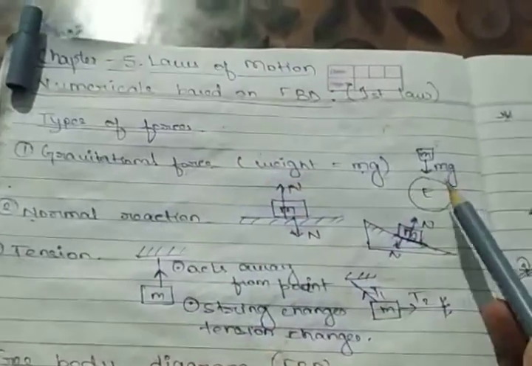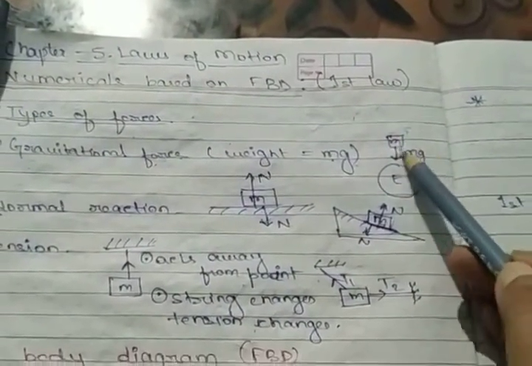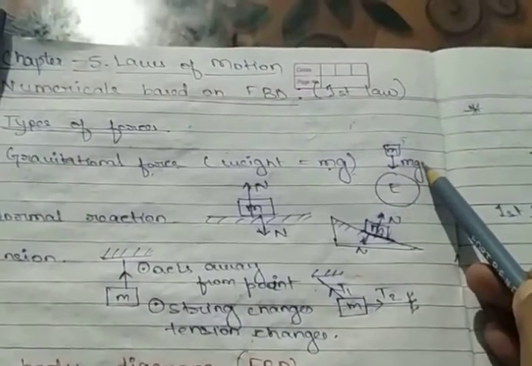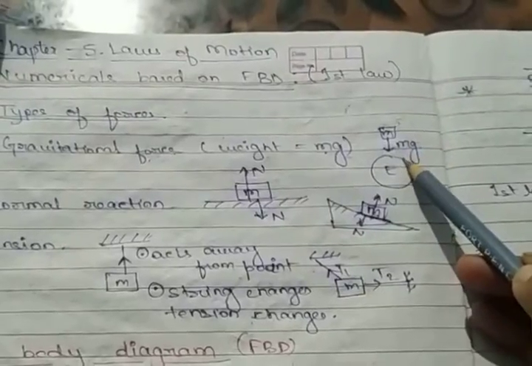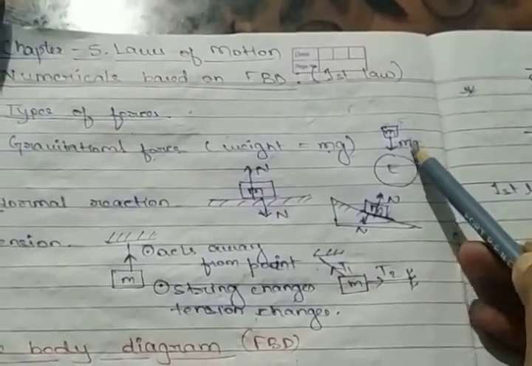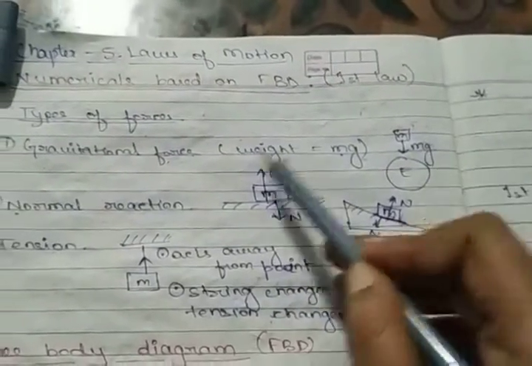So gravitational force: suppose this is the earth, and any body of mass m is placed over here. What will happen? The earth will pull it downwards with a force equal to mass into acceleration, where the acceleration is acceleration due to gravity. So this is the weight of the body, that is m into g.